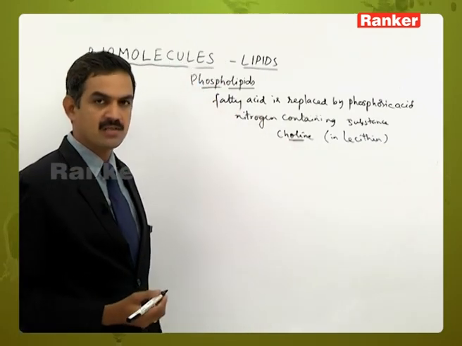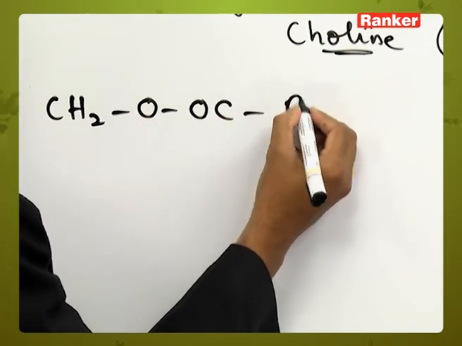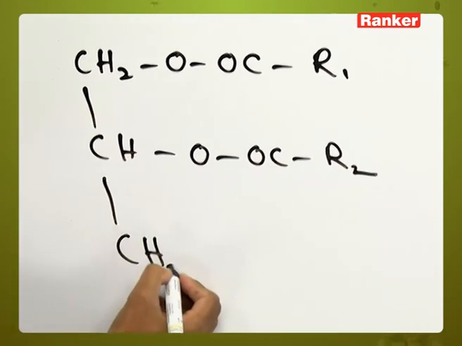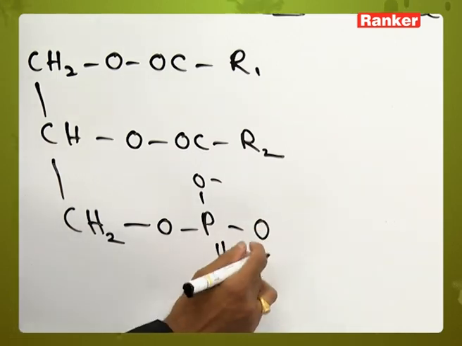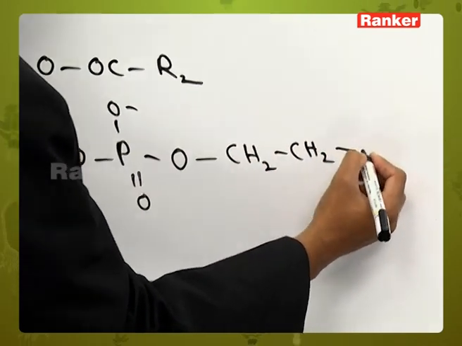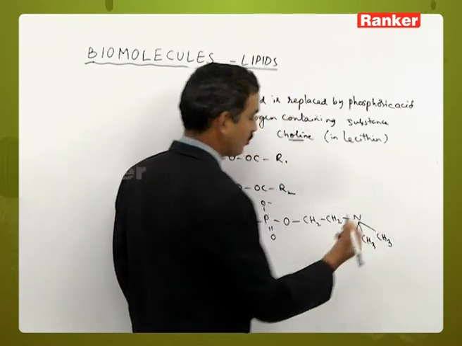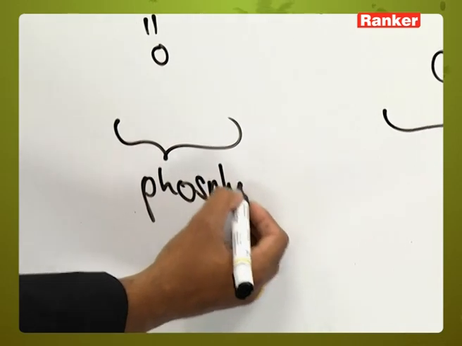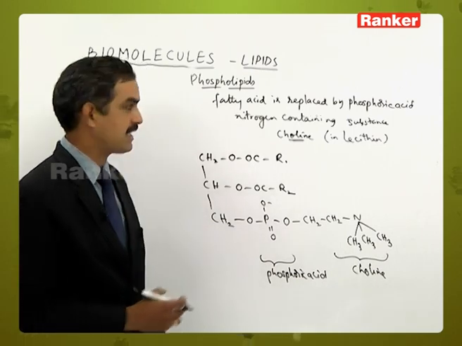If you see the molecular structure of this lecithin molecule, here CH2O, CO, R, CH, O, R2, and here CH2 where the phosphoric acid is present. This phosphoric acid contains a nitrogen containing organic substance, which is CH2 and nitrogen with CH3, three methyl groups. So this is choline, and this is a phosphoric acid or phosphate molecule. This type of organization is present in the phospholipid molecules, that is lecithin.